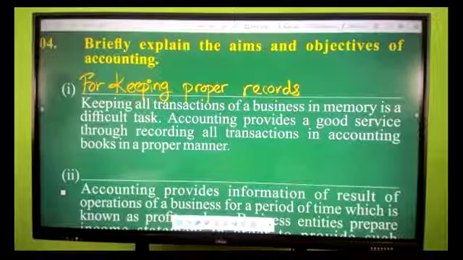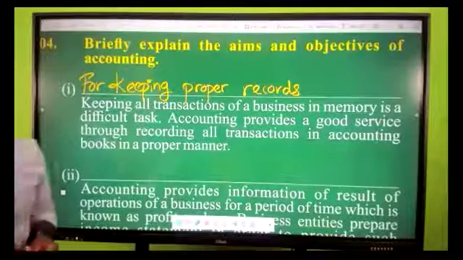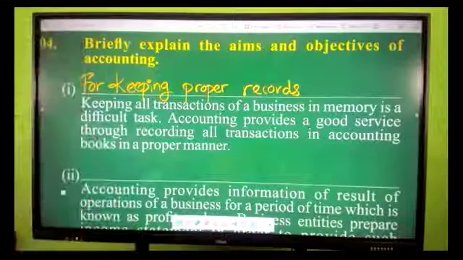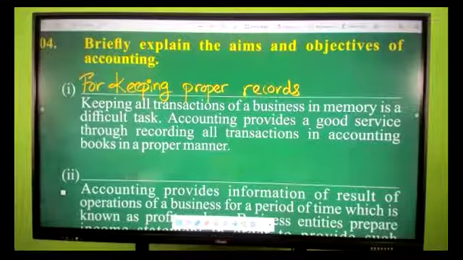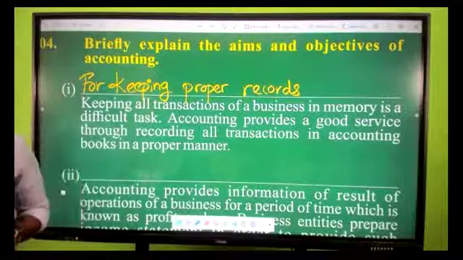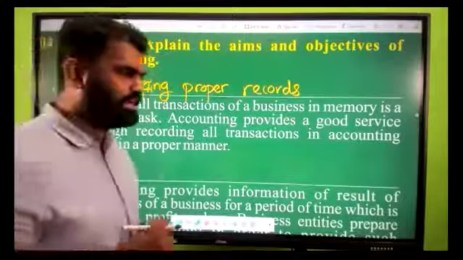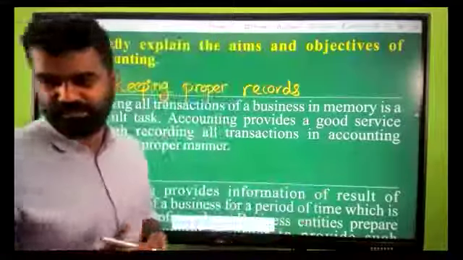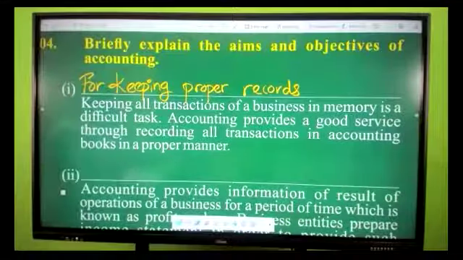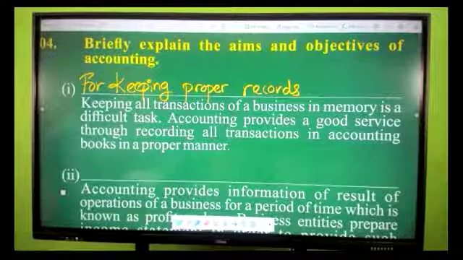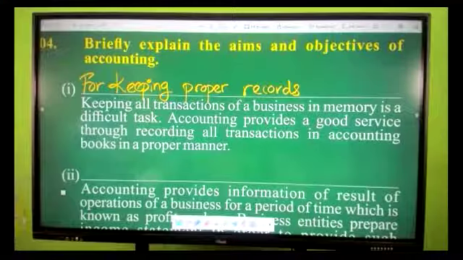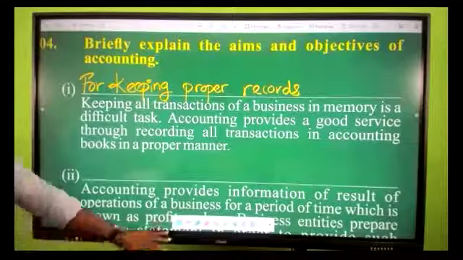What is the meaning of this? Why does it become an objective of accounting? Read it. Keeping all transactions of a business in memory is a difficult task, of course. Why? There are hundreds of transactions occurring in the business organization daily. Accounting provides a good service through recording transactions in accounting books in a proper manner. Right. This is number one.